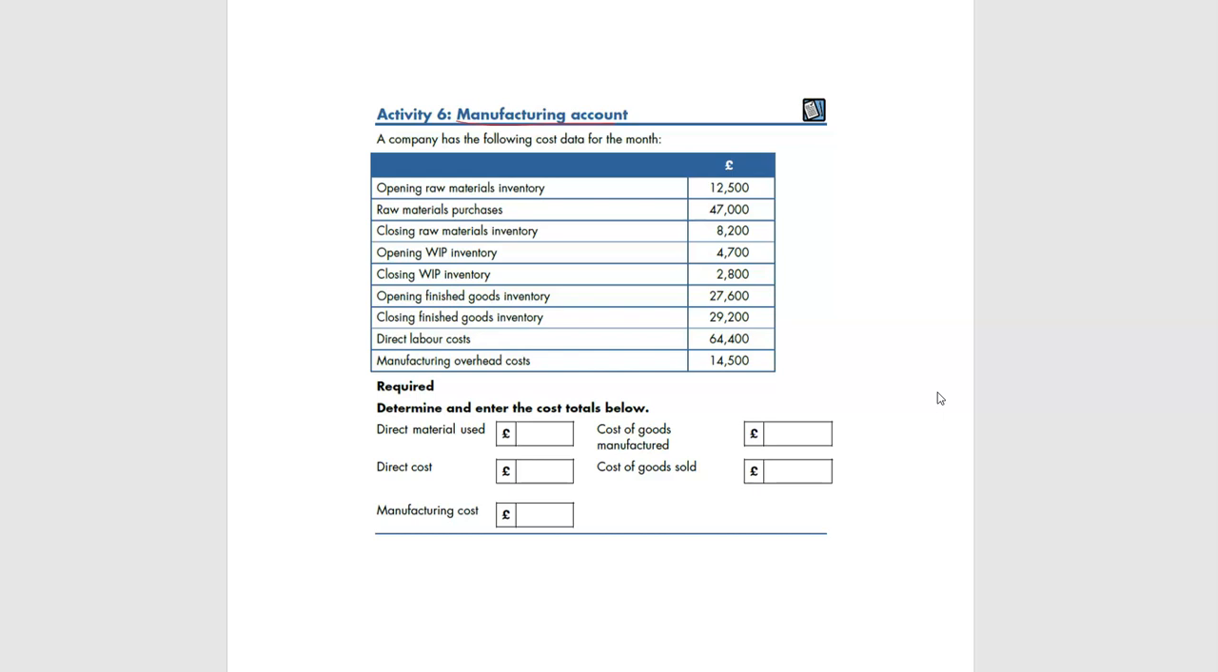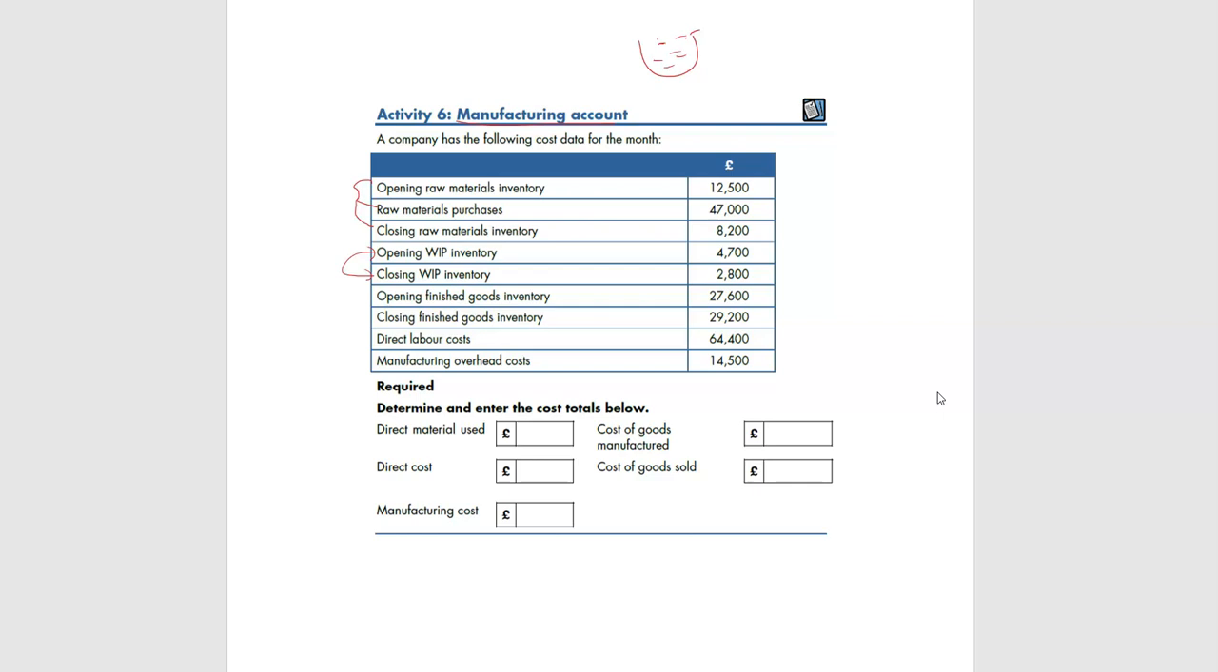Raw material is basically not a completed product. For example, if we make bread, our raw material will be flour, sugar, and eggs. Then we have opening work in progress and closing work in progress, and these two are together. Work in progress means the work is still in process. For example, if I put something on the machine and the work is still going on, it's not completed yet, this is called work in progress. Finally, we have opening finished goods inventory and closing finished goods inventory, and these two are together.